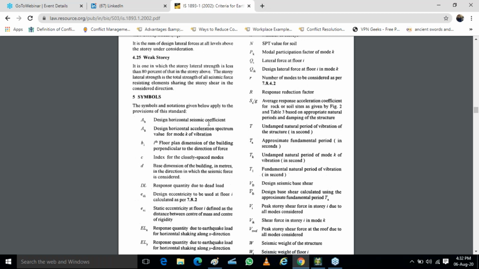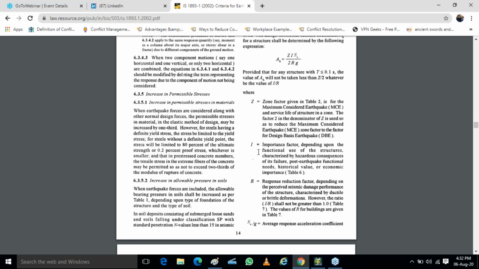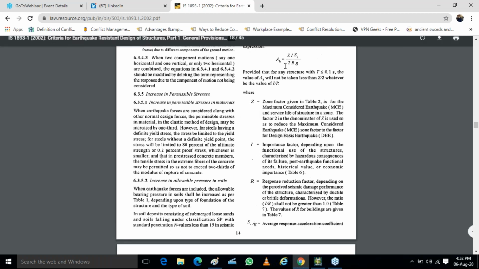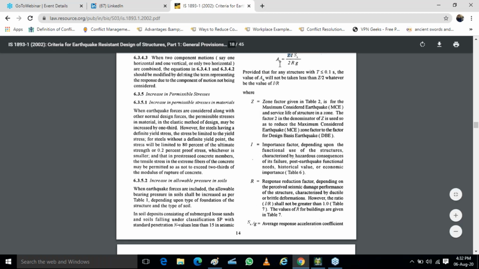The formula for AH you can find in clause number 7.8.4.2, which is ZI by 2R. ZI by 2R is the AH. SA by G will be automatically used along with this, where I is the importance factor, Z is the zone factor, and R is the response reduction factor. Okay, these things you will need.